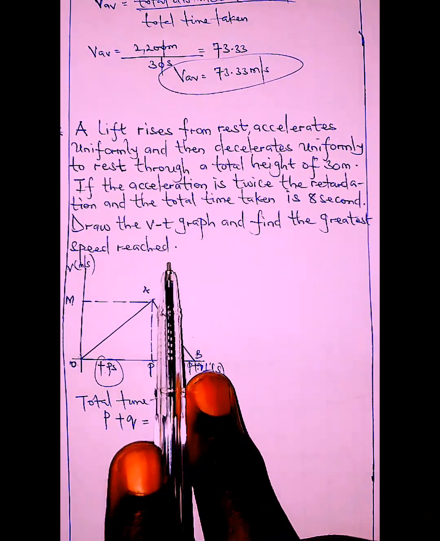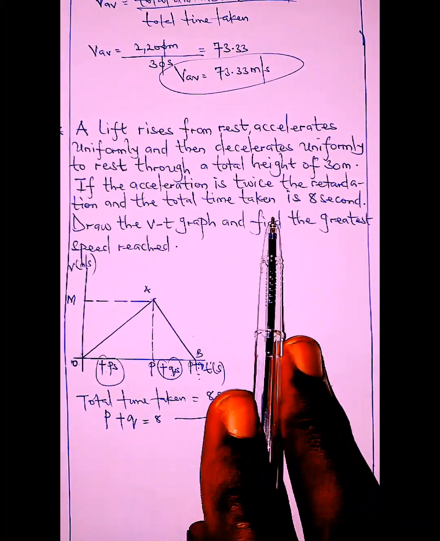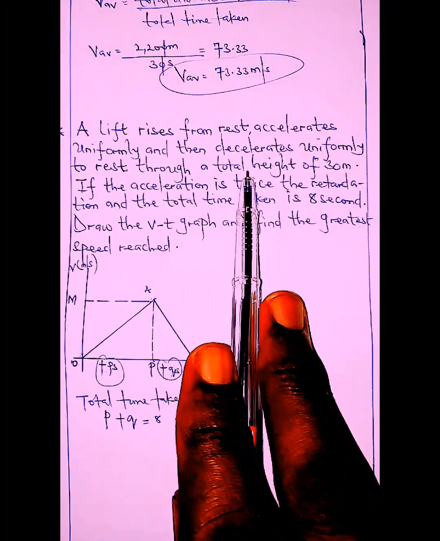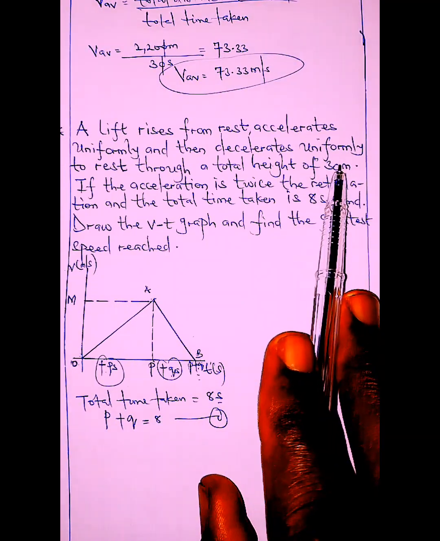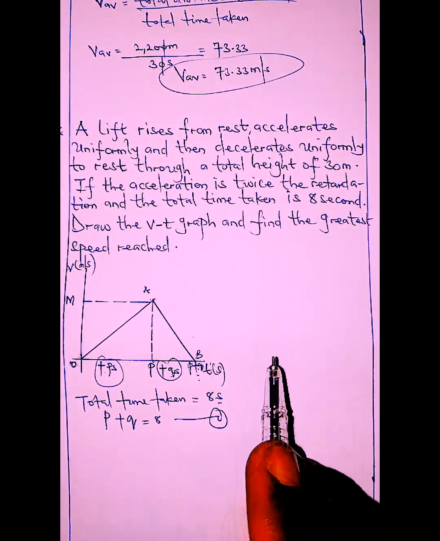We also are told the acceleration is twice the retardation, and we're going to come back to this question because the body covered a total distance of 80 meters. That's a third thing we're going to interpret. It said the acceleration is twice the retardation. Now, what does it mean?